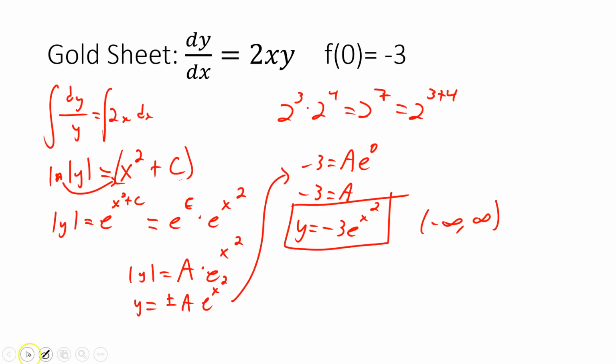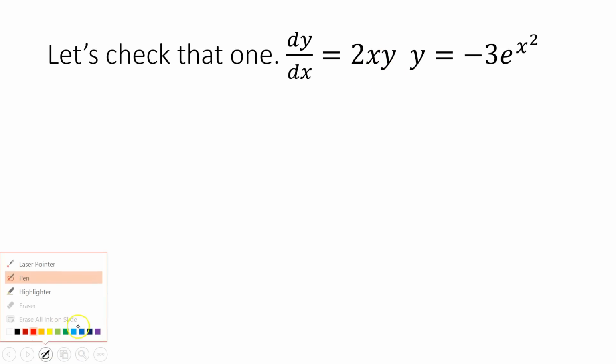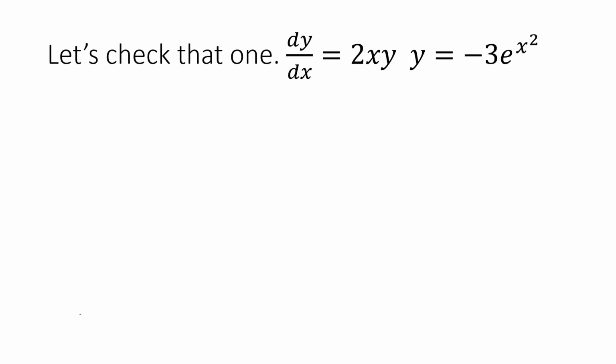Okay, so let's check that one just for kicks and giggles. Right, we have that -3 e to the x squared, and I'm going to talk about how to check your solution here, because there's a y in our differential equation which we haven't seen a whole lot, and we want to talk about what that's going to look like.